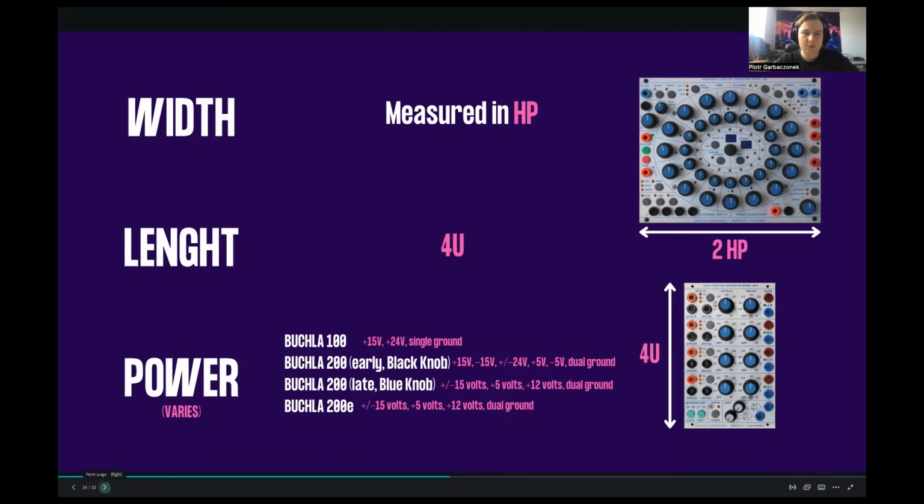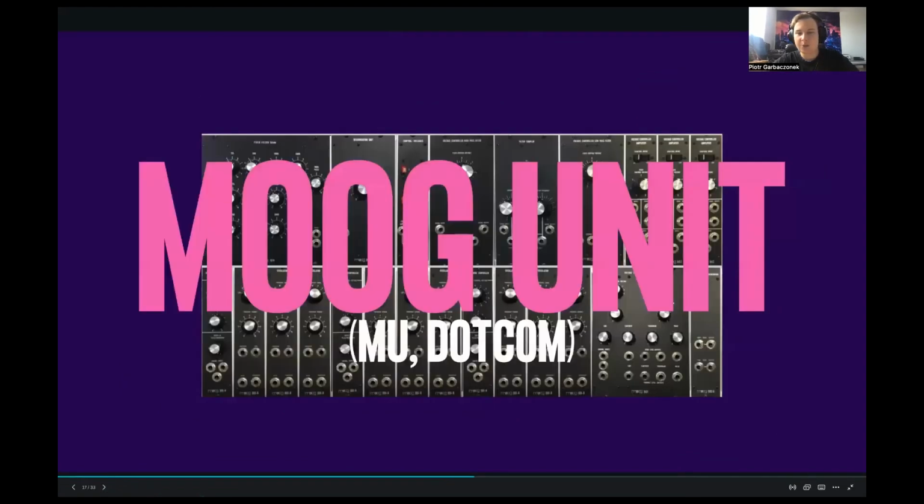So now we're gonna go towards Moog units. Right now, I've designed a little System 55 for you to see. You're not gonna see a very detailed one, but it's classic. So now we're gonna, yes, and some abbreviations are MU or .com.